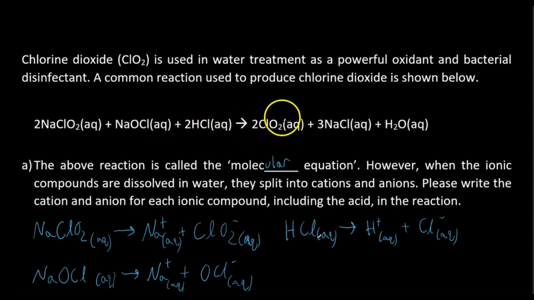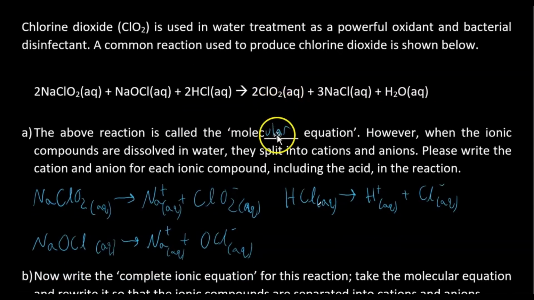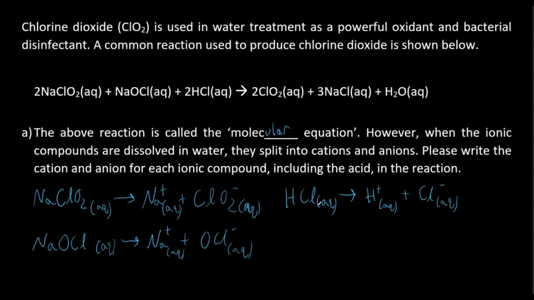Now we have to look at the products. This is ClO2, and it's neutral. It's chlorine dioxide, so it's a neutral molecule. It's not an anion like ClO2 negative. ClO2 negative is an anion. Because this is a molecule, it's considered a molecular compound or a covalent compound. It's not an ionic compound like these ones or an acid. So this one does not break up when it's dissolved. It remains as ClO2. So this stays as it is.